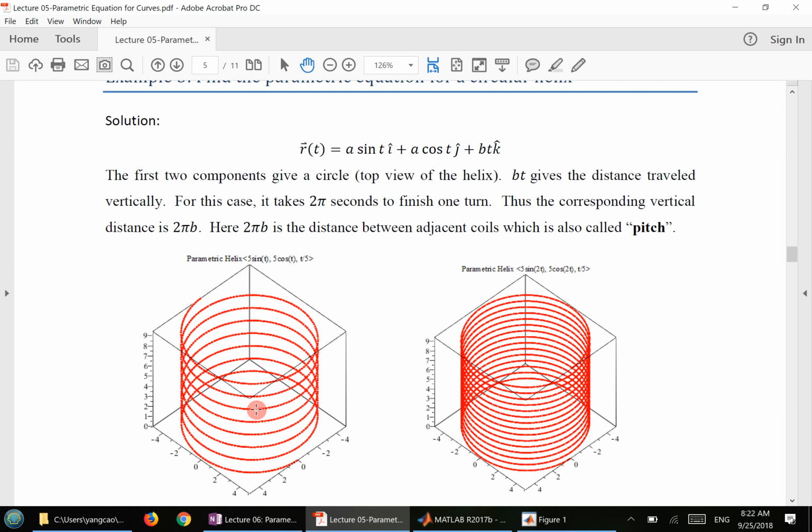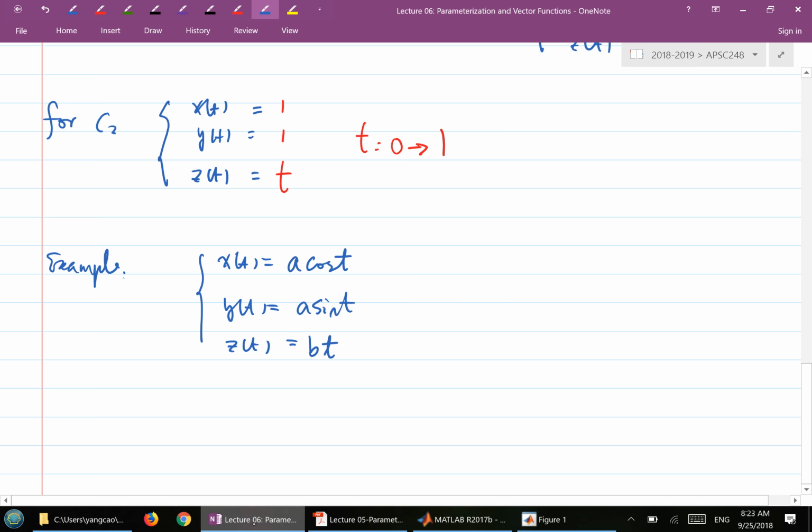If you look at the threads of a screw, that's exactly also a helical profile. And if you look at this particular equation, as t changes for one turn, the z value goes up by 2 pi b. So when t goes from 0 to 2 pi, that is one turn, then z goes up by 2 pi b in the z direction. That's the nature of the helix curve right here.